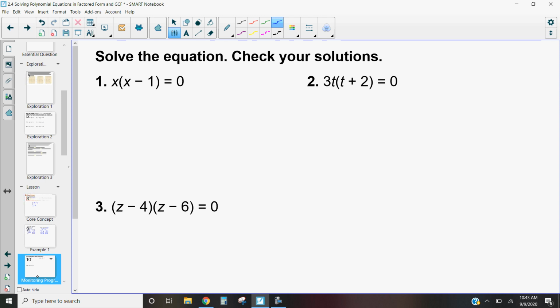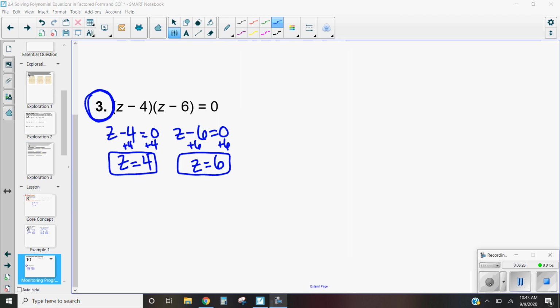Here are some more examples if you want to try them on your own. What I'm going to do is I want you to pause the video. I want you to try example number 3 here, all on your own. Once you've completed example number 3, unpause the video and check to see if your solution matches mine.